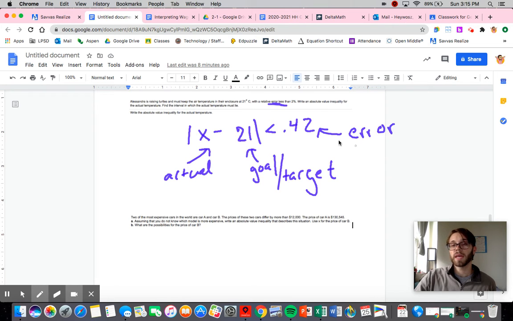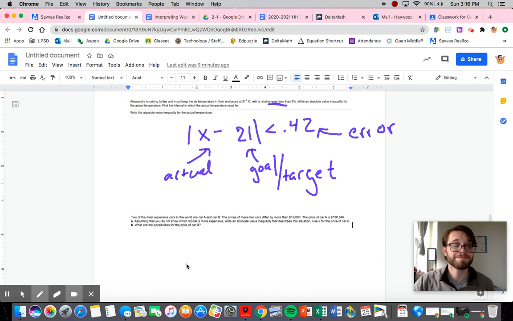Our error out here. And we're saying as long as my error is less than the 0.42. So the difference between my actual and my goal has to just be less than this 0.42. And as long as it is, we're fine. It doesn't matter if it's over, it doesn't matter if it's under. I'm just saying I am measuring the actual temperature. And as long as it is within 0.42 degrees Celsius of 21 degrees Celsius, it's fine for our turtles. We're doing everything in our power to keep our turtles safe. So that's why we need to make sure we know absolute value inequality word problem knowledge. Keep turtles safe. Hashtag save the turtles.